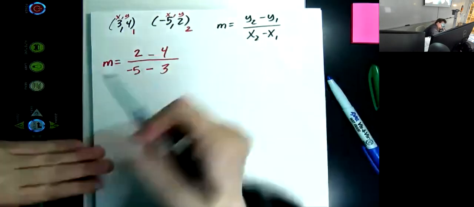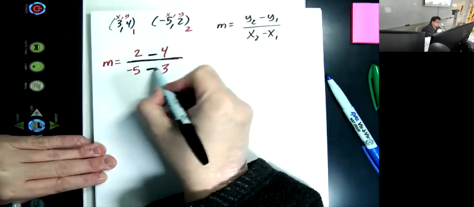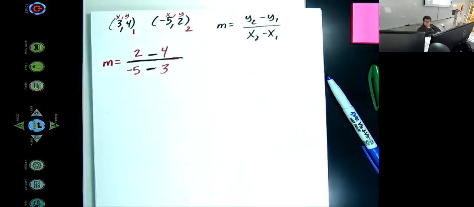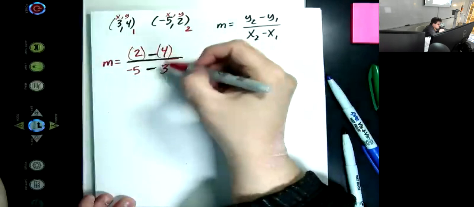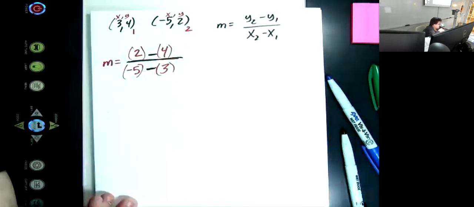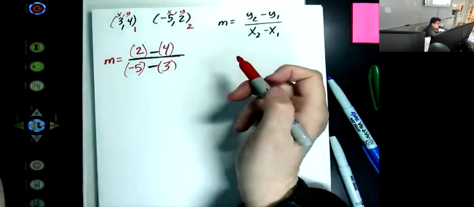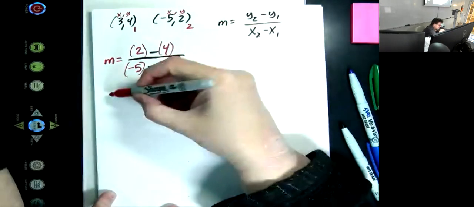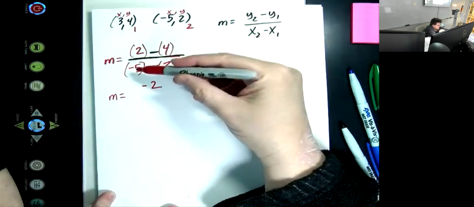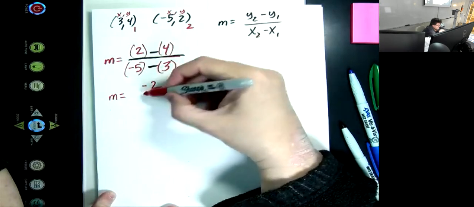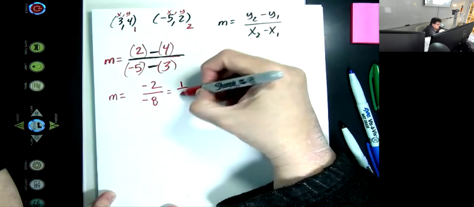Maybe I'll use black for the fraction and the minus signs to make it a little bit clearer. If it helps you, you can put it in parentheses and it doesn't change anything, but it might make it so you don't mess up the minuses. If I work this out, I've got 2 minus 4 on top is -2. -5 minus 3 on bottom is -8. And if I simplify this, I get 1/4.